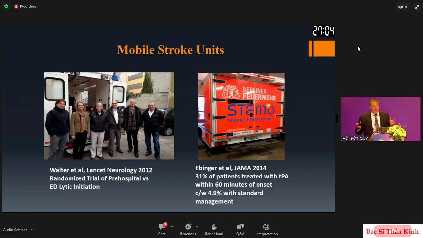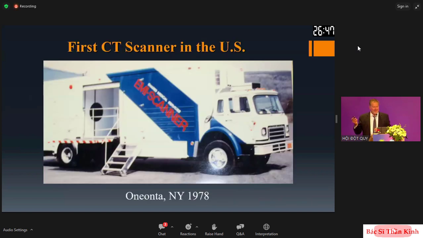And so the idea was to take a portable CAT scanner that's just dedicated to the head, put it on an ambulance, and bring a stroke expert to the patient in the field with paramedics. However, just out of curiosity, do you know what the really first mobile stroke unit looked like? It's this. So do you guys know what EMI is?